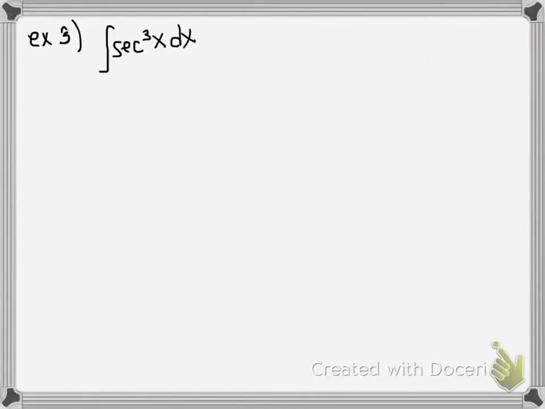Here's a fun one. It's the integration of secant cubed x dx. For this one, I only see one term, so we're going to do a little bit of math magic. I'm going to rewrite it as the integration of secant squared x times secant x dx. Now I'm going to choose this one to be my most complicated one.